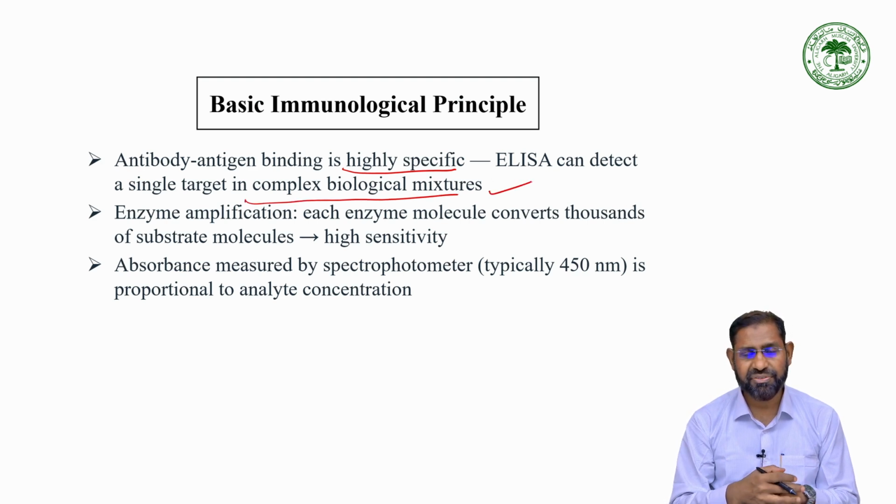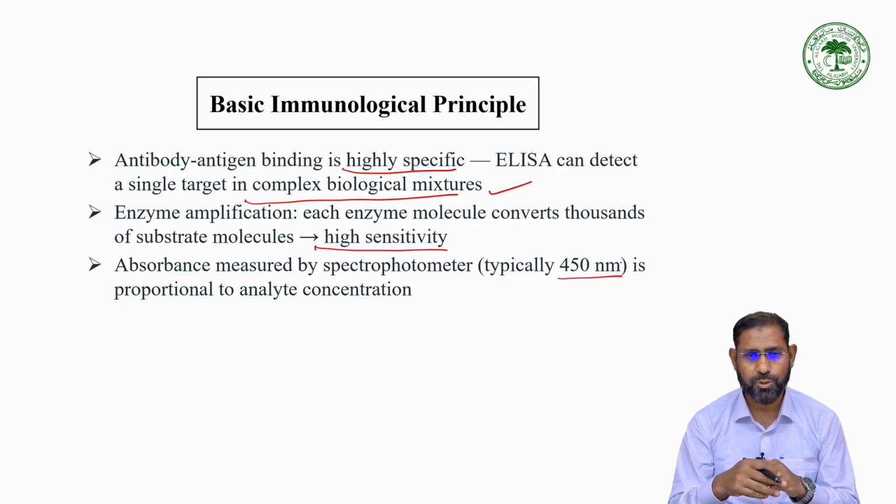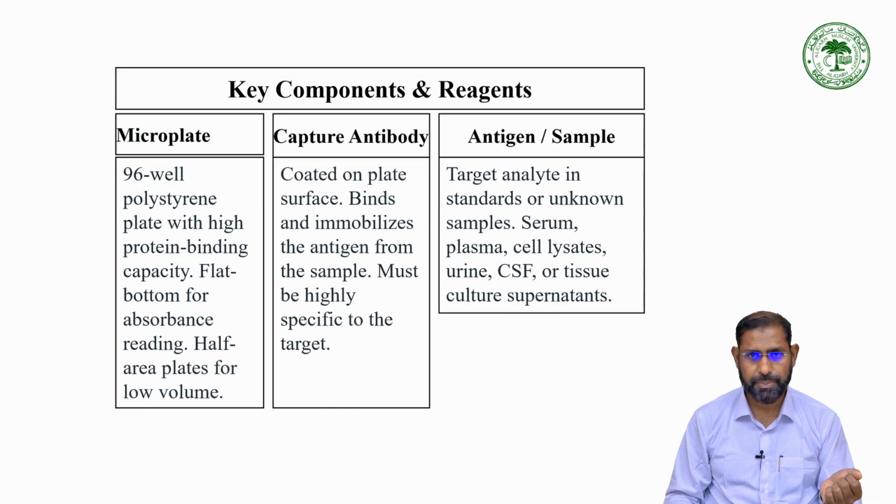Enzyme amplification: each enzyme molecule converts thousands of substrate molecules, and that's why it has high sensitivity. Absorbance is measured by a spectrophotometer, typically at 450 nanometers, and is proportional to the analyte concentration, that is, the particular target proteins or peptides.